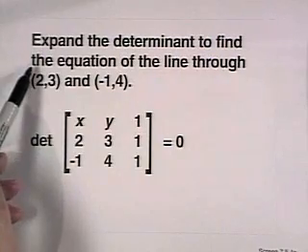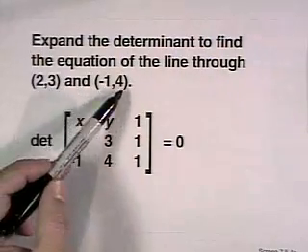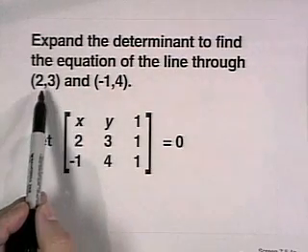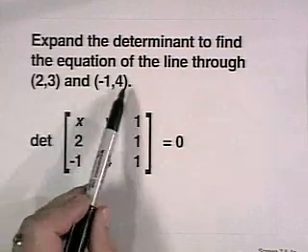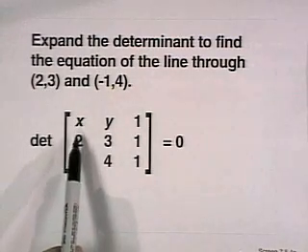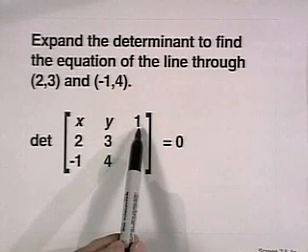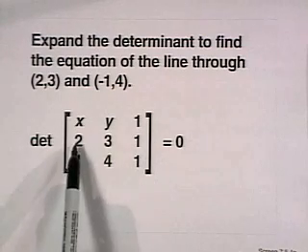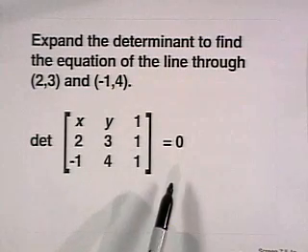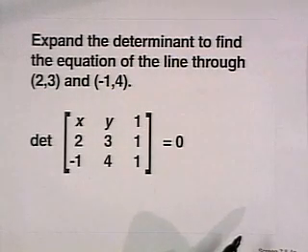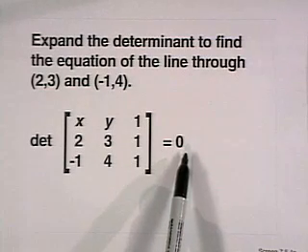Now you can try solving a determinant by minors as well. Expand this determinant to find the equation of a line through 2, 3, and negative 1, 4. This is an interesting application of determinants. You notice that if we're going to try and find an equation of a line through 2, 3, and negative 1, 4, notice how the determinant matrix is created. X and y variables with 1 in the third column. 2, 3, the coordinates of the point, and 1 in the third column. Negative 1, 4, the coordinates of the other point, and 1 in the third column. We want this determinant to equal 0.